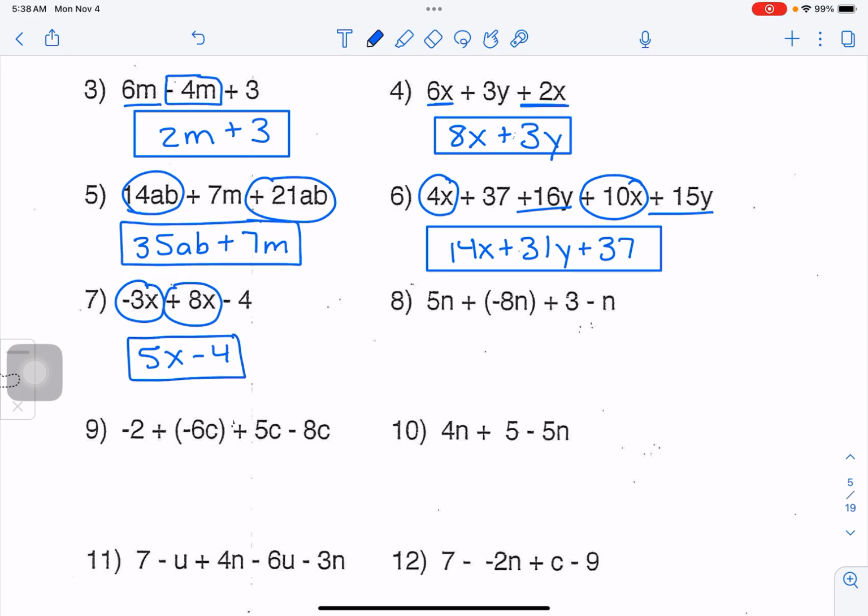Watching for the place where I have two signs, remember adding a negative is the same as subtracting. So I have 5n, and I'm taking away 8n, so I'm now at negative 3n. And then I take away 1 more n. So now I'm at negative 4n, followed by a plus 3.